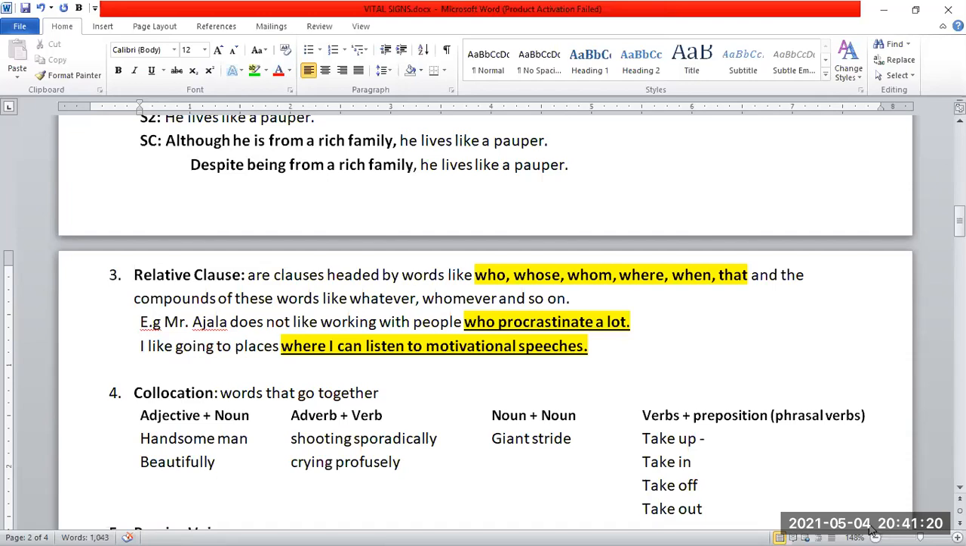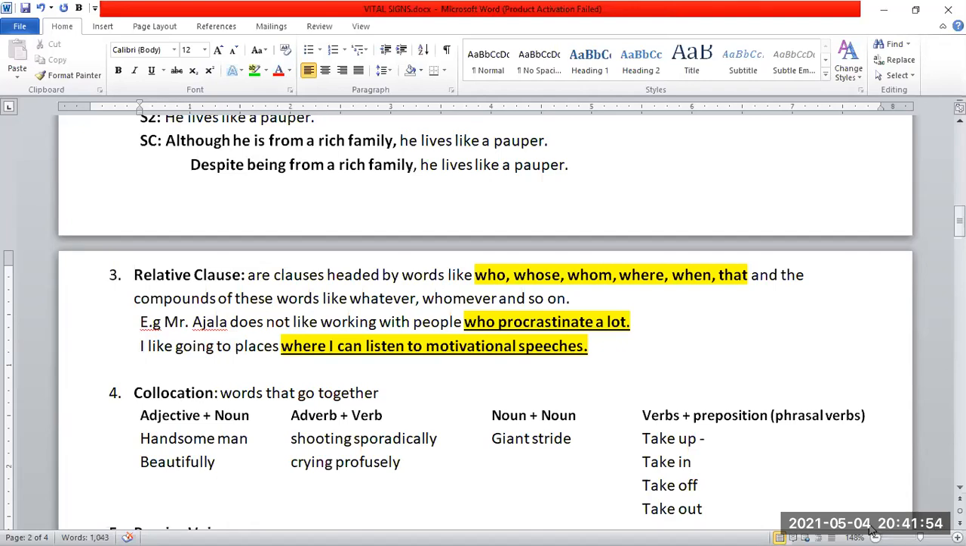So you could have an example like: Mr. Jalal does not like working with people who procrastinate. So you have who relating back to people. Who and every other thing in that whole lot that makes sense together is a relative clause.